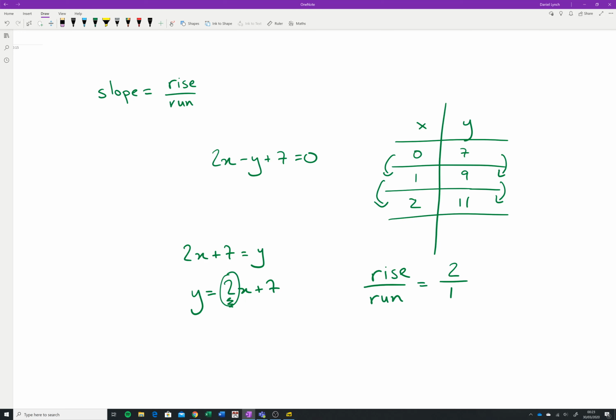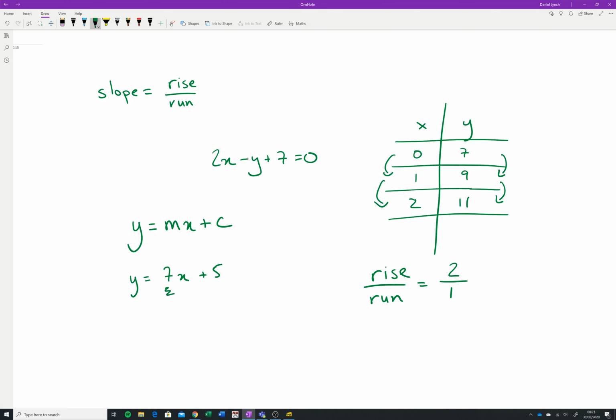So that's why you've probably seen from the Junior Cert, and if you haven't, you should have, this template here: y equals mx plus c. If you can write an equation like that, then however many x's you have here will be your slope. So if we just take an example, y equals 7x plus 5, the slope would be 7.